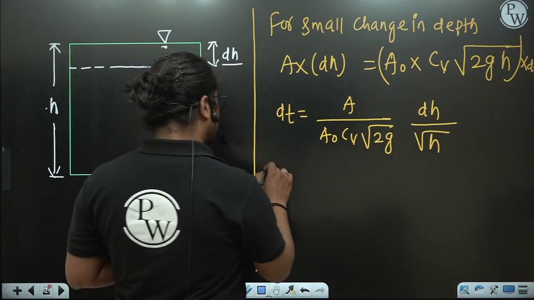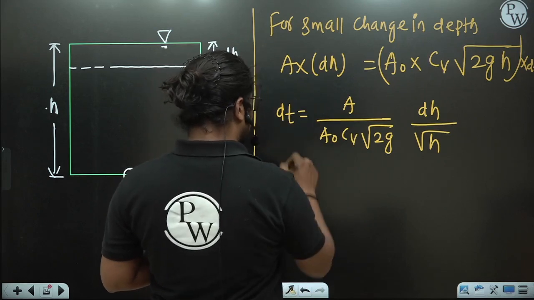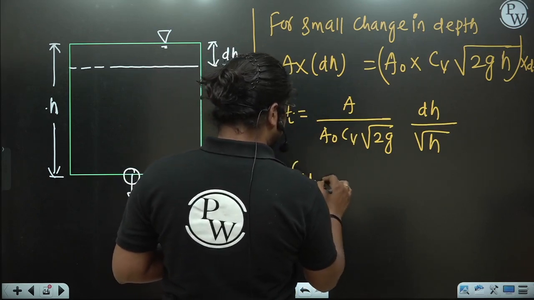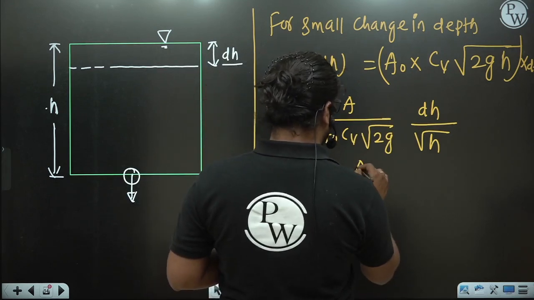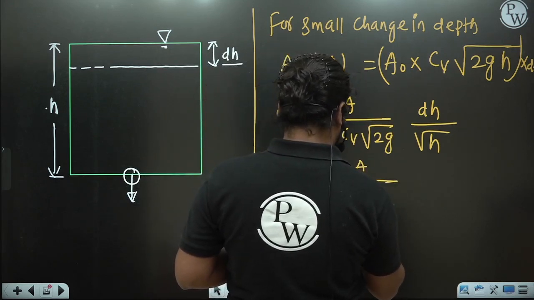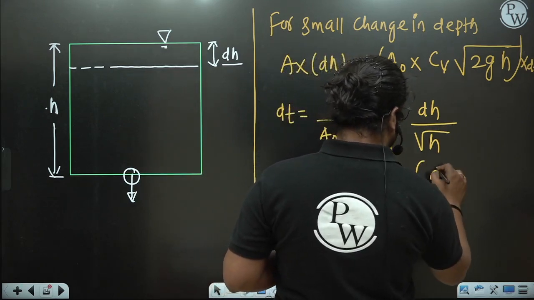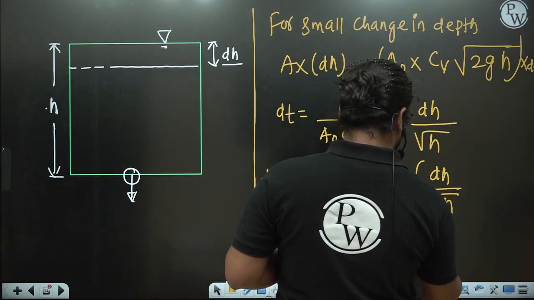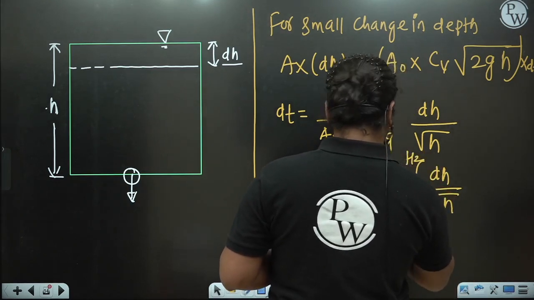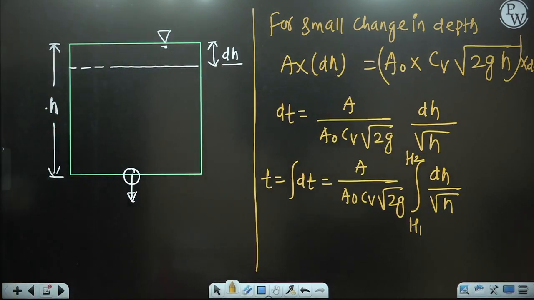Now if I want the total time, what do I need to do? I need to integrate it. So the integration of dt will be equal to the integration of this part. Those things which are constant, A upon A naught, C_d, root under 2g, are constant. So basically the integration is dh upon root under h, and the limits will be h1 to h2. Yes or no to all of you?